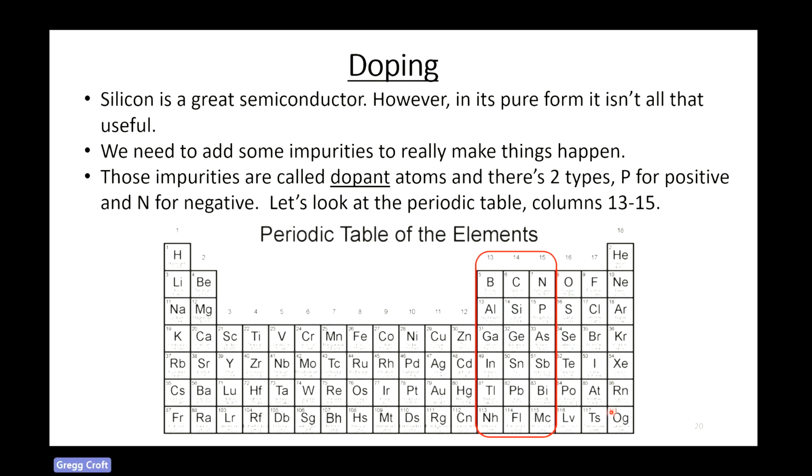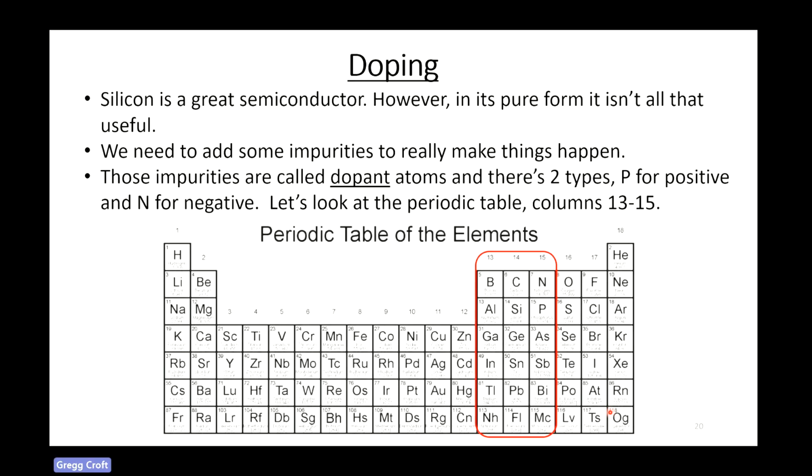So silicon's a great semiconductor. However, in its pure form, it really isn't all that useful. You really need to add some impurities to make things happen. And these impurities are called dopant atoms. And there are 2 types, P for positive and N for negative.